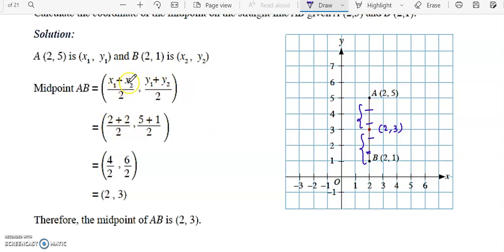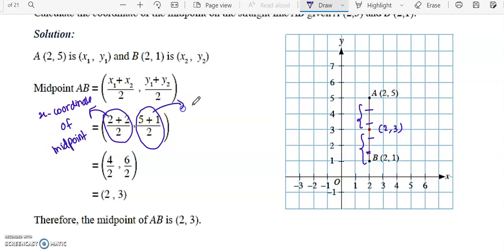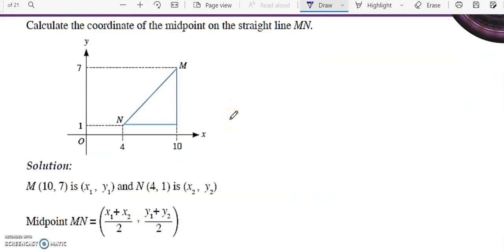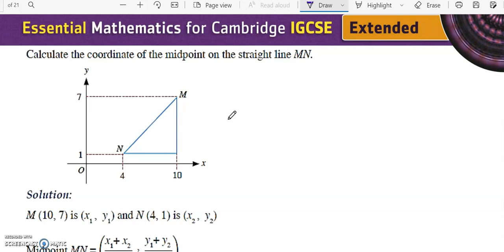The formula is x1 plus x2 over 2, or y1 plus y2 over 2. So this one we refer to as the x coordinate of the midpoint, and this one is the y coordinate of the midpoint. So we get the midpoint of AB is (2, 3). Next question. Calculate the coordinates of the midpoint on the straight line MN.